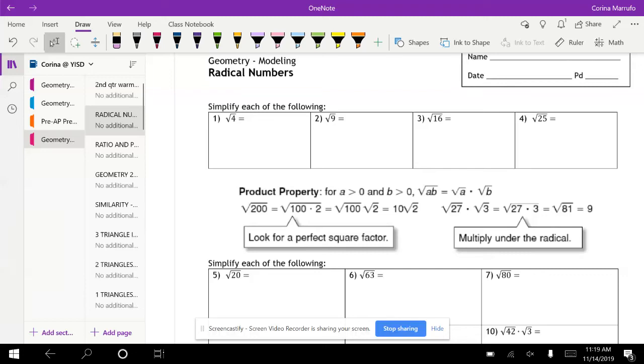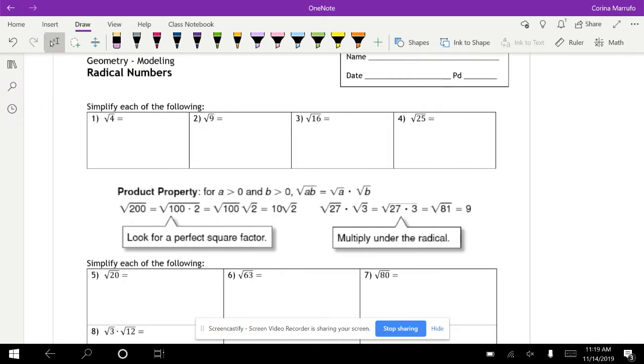For radical numbers, it says simplify each of the following. So the square root of 4 is 2. The square root of 9 is 3. The square root of 16 is 4. And the square root of 25 is 5.